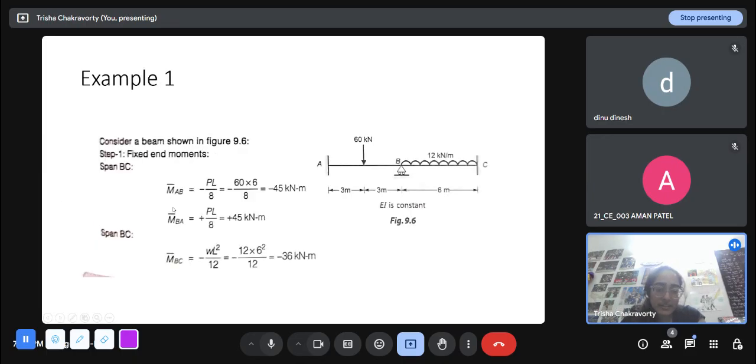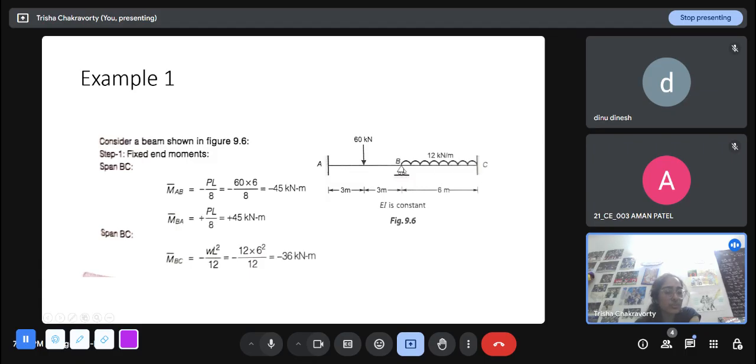This is an example of a continuous beam. So it has a fixed end, and it has a roller support in the middle. So AB is one span and BC is another span. Okay. So first we find out the fixed end moments for each span. For this span, MAB bar is, you have to remember these values. You will find it in standard textbooks.